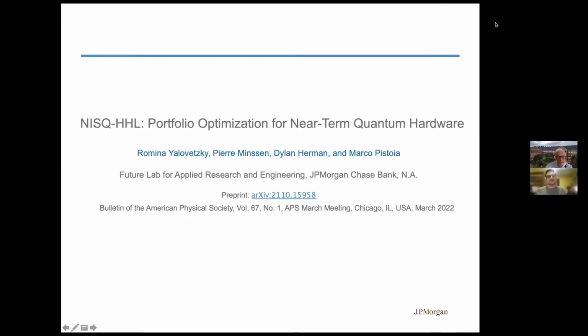So hi, I'm Dylan, and today I'll be presenting our work titled NISQ-HHL. NISQ is Noisy Intermediate Scale Quantum, Portfolio Optimization for Near-Term Quantum Hardware. This was done in collaboration with a few of my other colleagues, Romina Yalovetzky, Pierre Minssen, and Marco Pistoia. We're all from the Future Lab for Applied Research and Engineering, FLAIR, at JP Morgan Chase, which is led by Marco. The preprint arXiv version of this paper is online, and it was also presented at the American Physical Society March meeting.